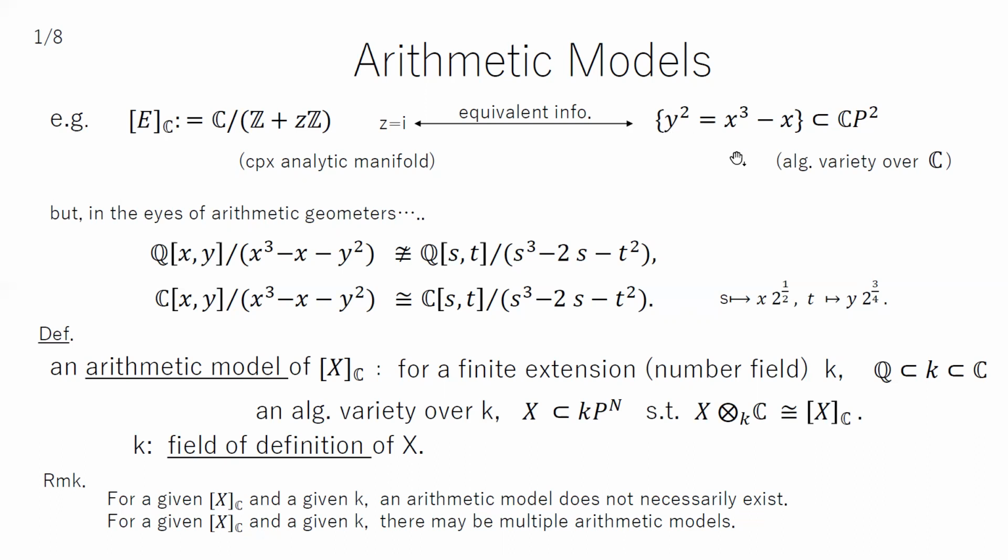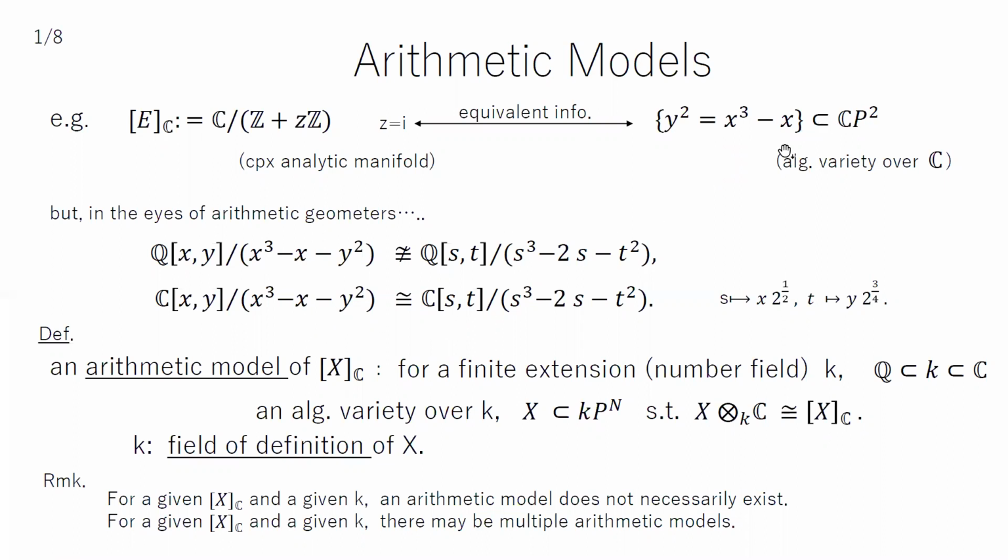Although we could think of another defining equation in CP2 or any other projective space over the complex number field, there is an isomorphism defined over the complex numbers. So they have equivalent information, and that's fine. But when we begin to see things in a different way, there are different observations.